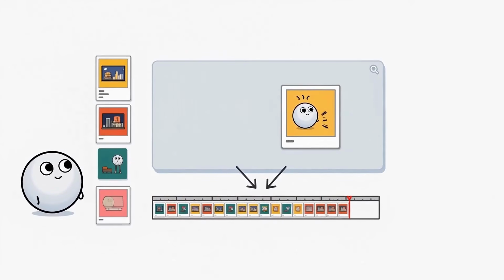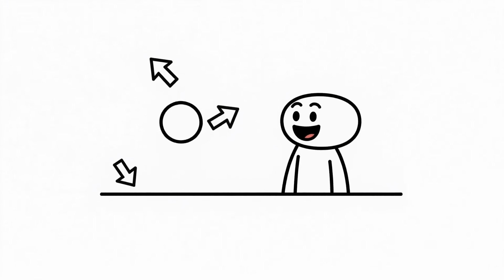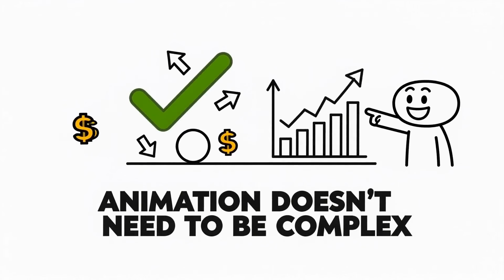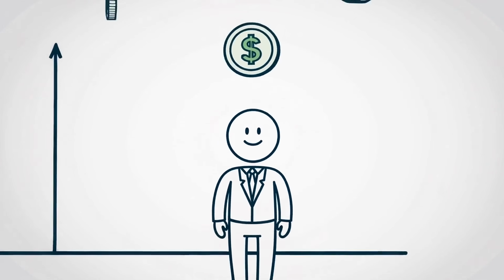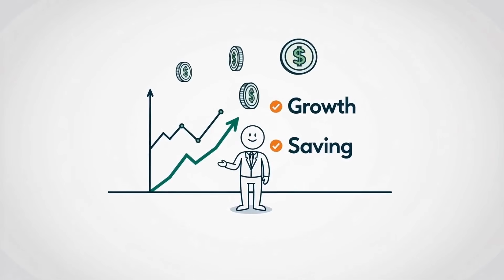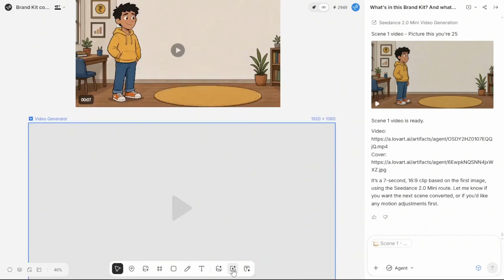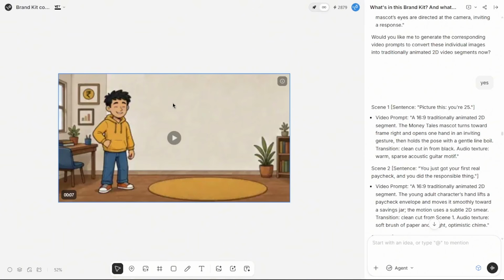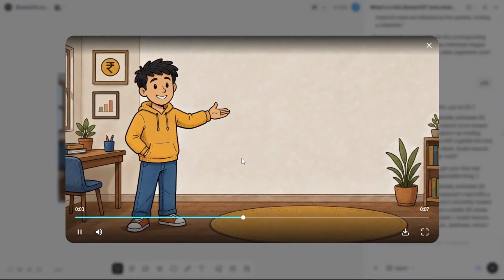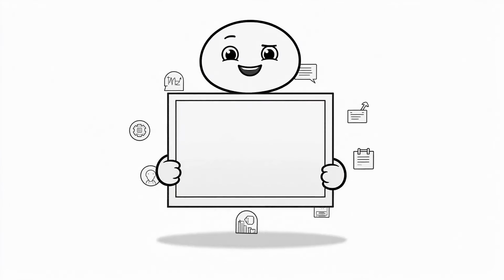Now that the images are ready, I can turn selected visuals into animated clips. The animations do not need to be complicated. For this style of faceless finance video, simple, clean motion works better. The goal is to create enough movement to make the video feel alive while still keeping the clean educational style. So I can take the consistent images created inside the project and use video generation to turn them into short animated moments. Now the last important piece is the thumbnail.